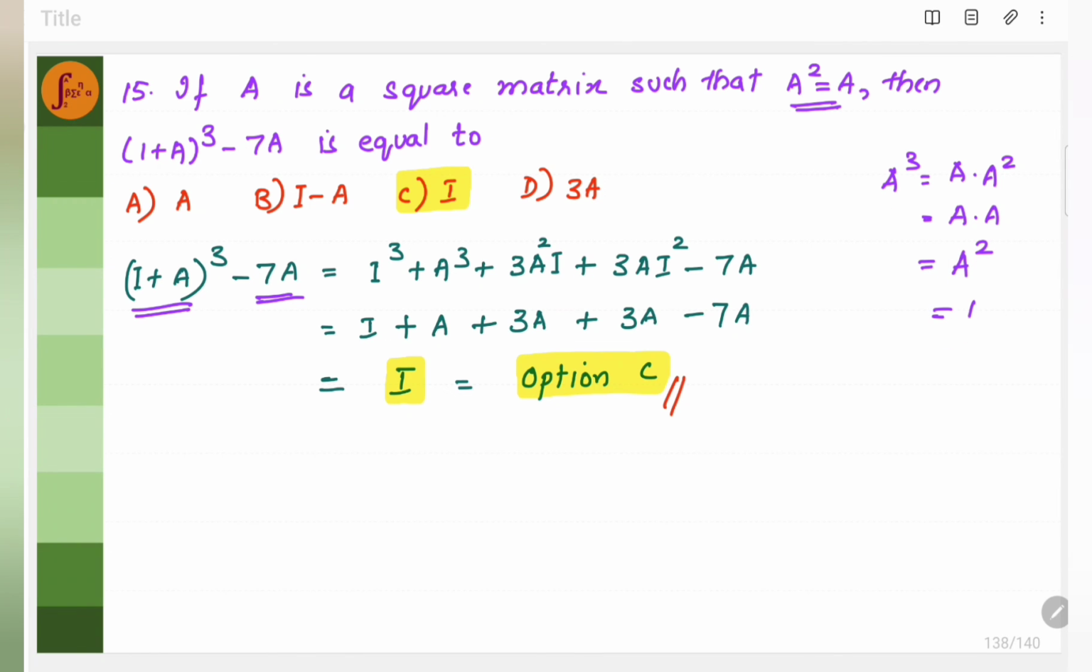Substitute. So you get again A square, and what is A square? Again A. So A cube is A. Instead of A cube, I put A. Again, instead of A square, I put A. Anything with I is going to be the matrix itself, so A into I is A. Similarly here, 3A plus 3A is 6A, 6A plus A is 7A, and 7A minus 7A is going to get cancelled. You're left with I. So option C is the right answer.